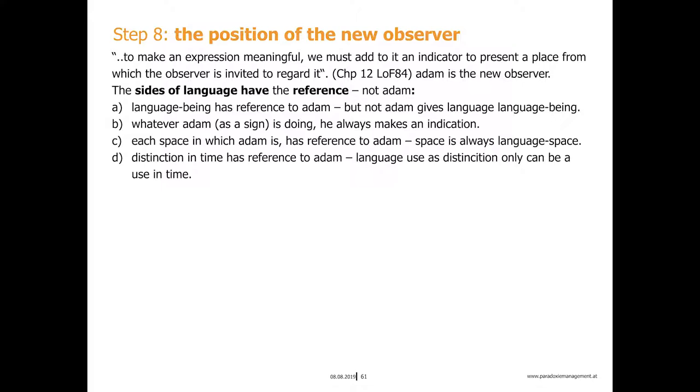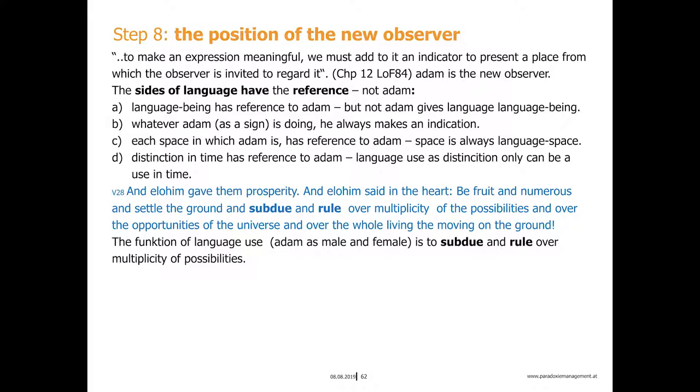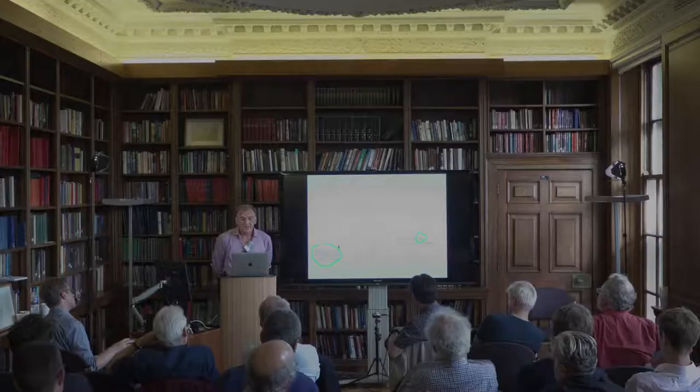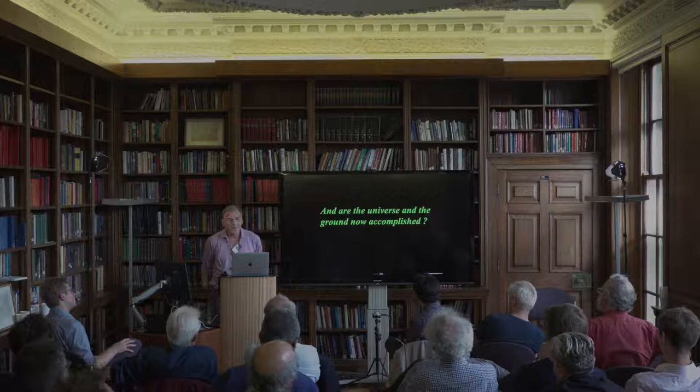Distinction in time has reference to Adam. Language use as distinction only can be used in time. Immediately. The function of language use is to subdue and to rule over multiplicity of possibilities. It's called time. The weave is the two steps embedded in speech and produce. And are the universe and the ground now accomplished?